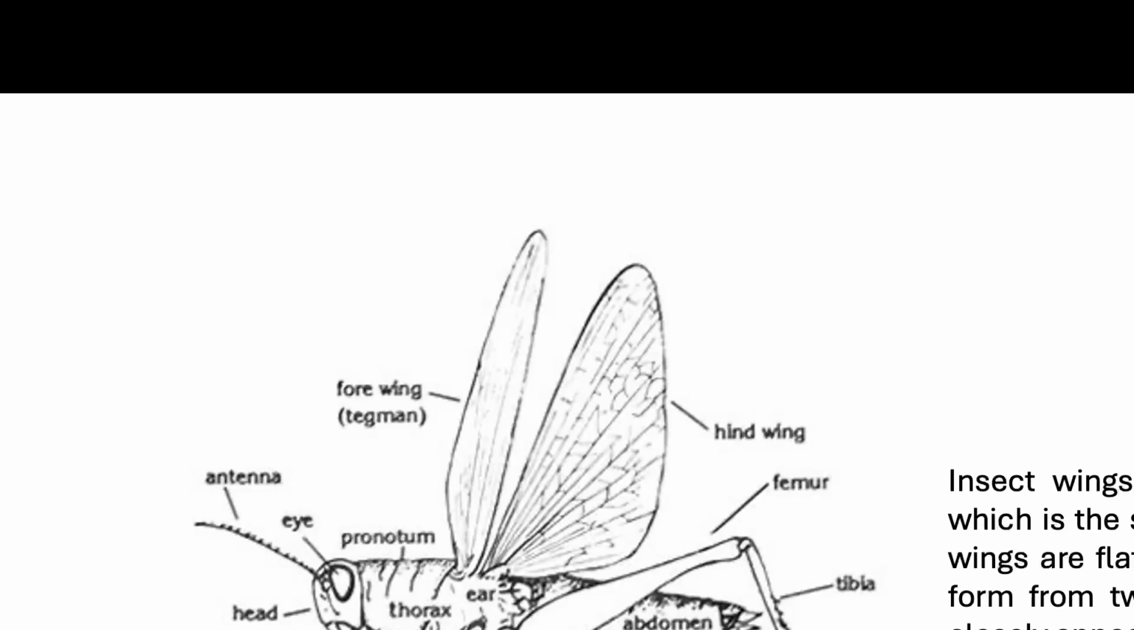Insect wings are extensions of the integument, which is the skin and its accessory structures in arthropods. The wings are flattened regions of the integument that form from two layers of the integument that are closely opposed. So this is the structure of the integument. Integument is nothing but the covering of the arthropod or the insect, and these coverings extend to form the insect wings.